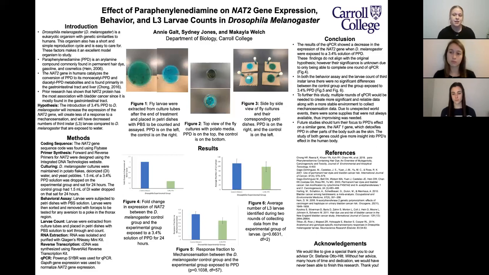For future studies, I think it would be interesting to turn the focus from the NAT2 gene to the NAT1 gene, which is kind of the sister gene of NAT2. The reason we did NAT2 was because of the higher affinity for the toxins in the body, but NAT1 also does have an affinity for the toxins. So it'd be interesting if we could turn the focus to the NAT1 gene and see if this could give more insight to the PPD's effect on the human body.